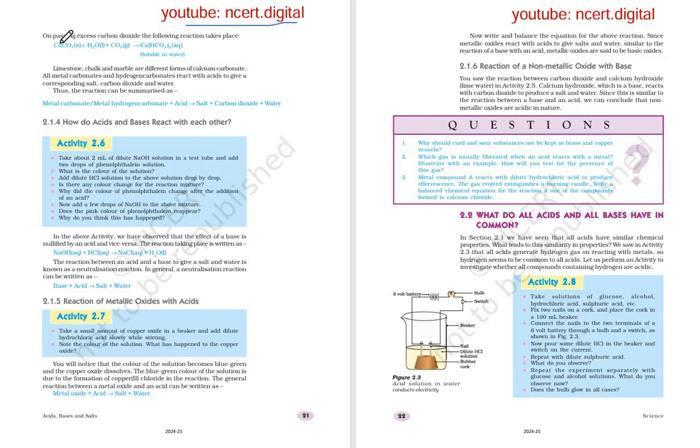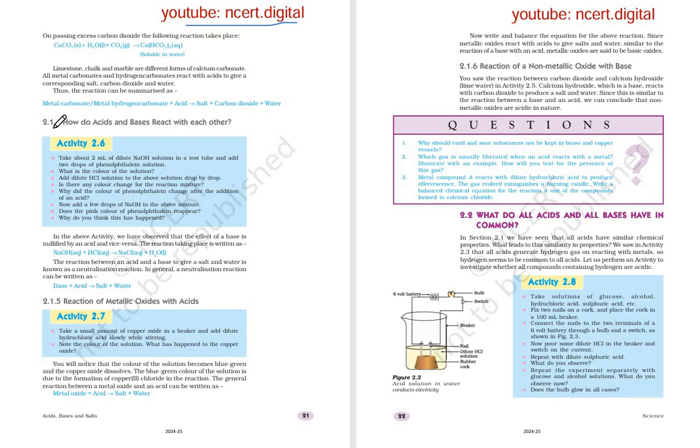On passing excess carbon dioxide, the following reaction takes place: CaCO3(s) + H2O(l) + CO2(g) → Ca(HCO3)2(aq), which is soluble in water. Limestone, chalk and marble are different forms of calcium carbonate. All metal carbonates and hydrogen carbonates react with acids to give a corresponding salt, carbon dioxide, and water. Thus, the reaction can be summarized as: metal carbonate/metal hydrogen carbonate + acid → salt + carbon dioxide + water.